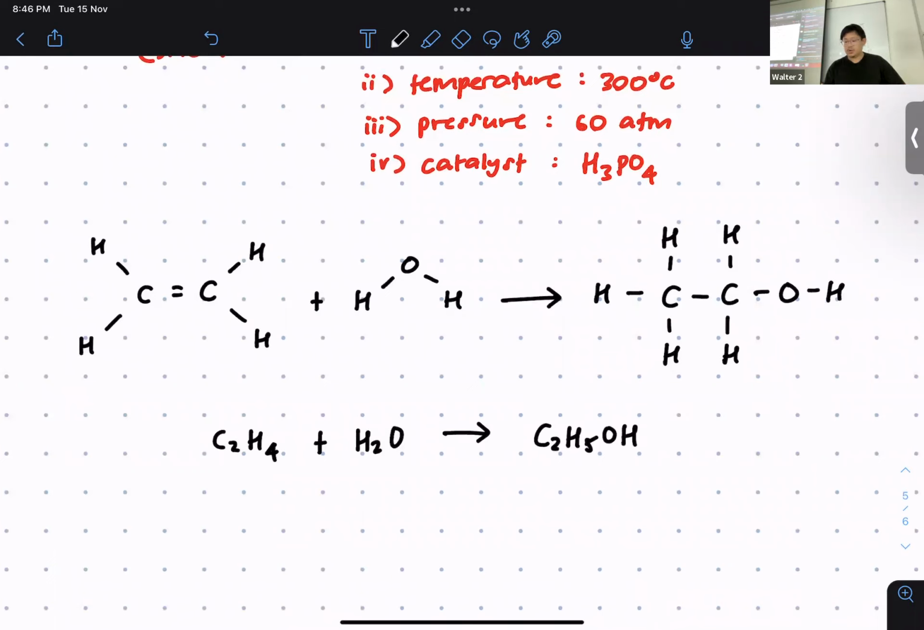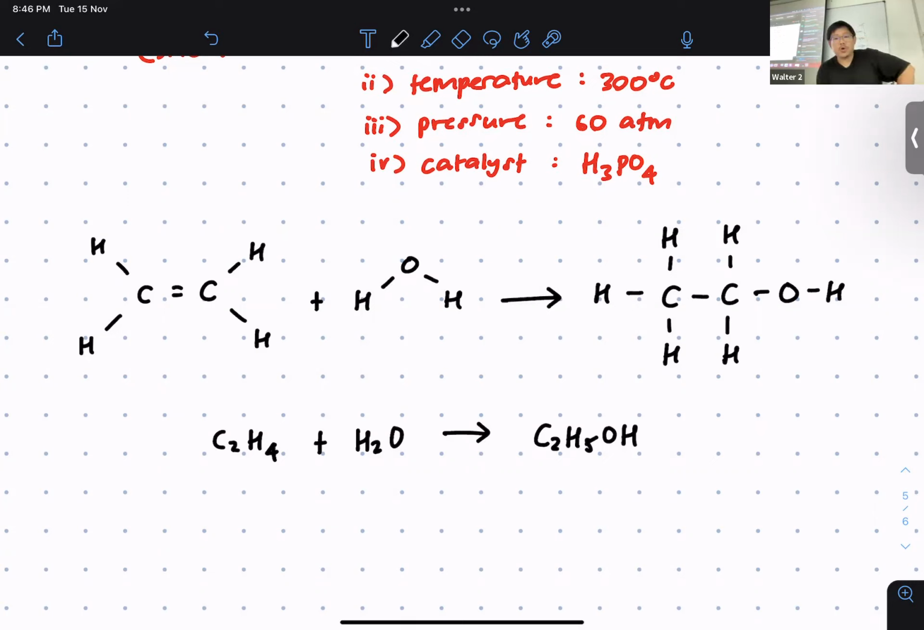You got two more here. Is it expensive to do this? Theoretically, yes. That's why mostly our ethanol comes from the fermentation process, which I'll cover afterwards, maybe in the alcohol part.